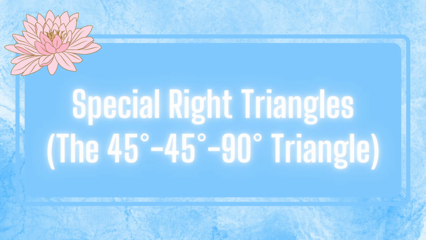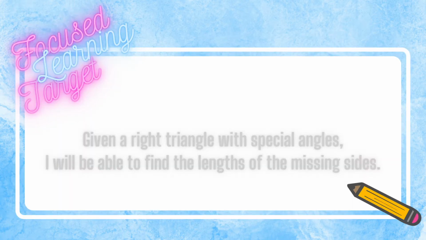Hi everyone! Today we'll be looking at special right triangles, specifically at the 45-45-90 triangle. Here's today's learning target. Given a right triangle with special angles, I will be able to find the lengths of the missing sides.